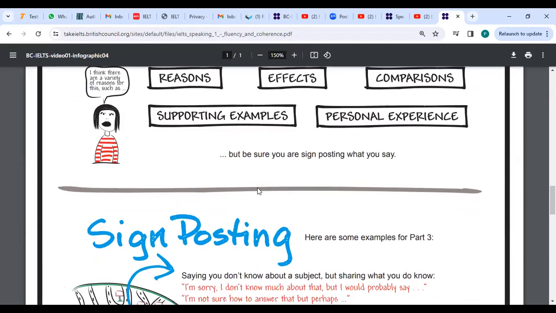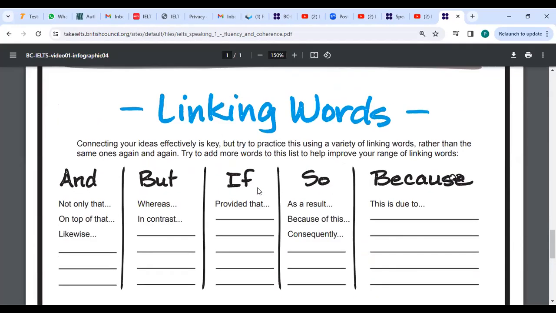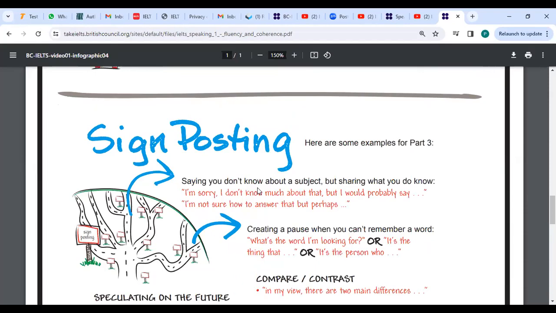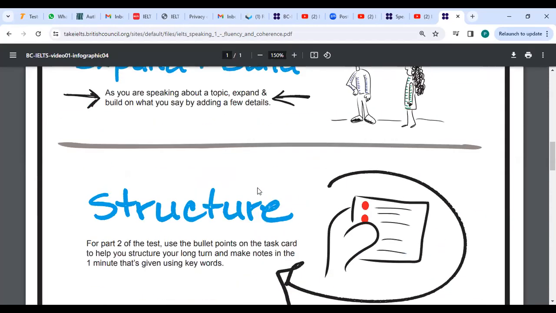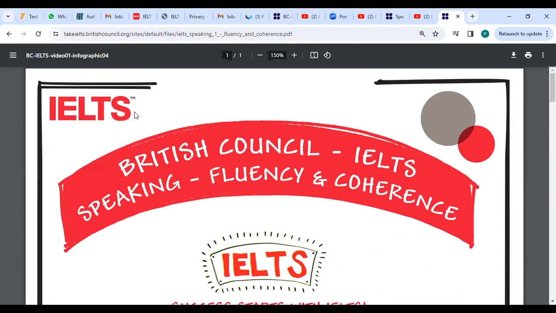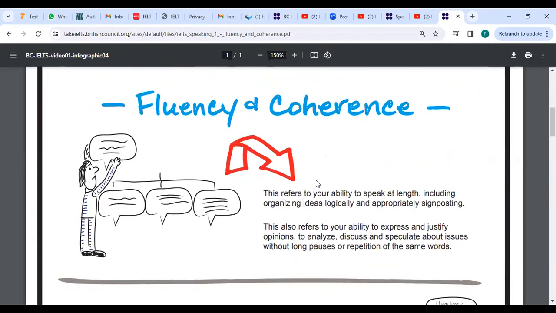Let me jump to Esther's point and see. Oh no, I don't have it here. Probably I should go back to the video. But first, let's quickly go through this. Fluency and coherence. Esther, can you read what is on your screen?